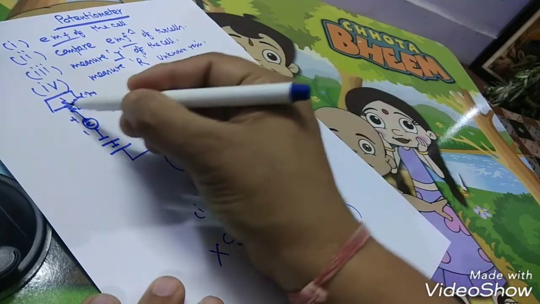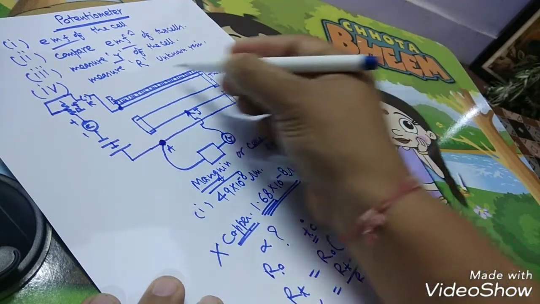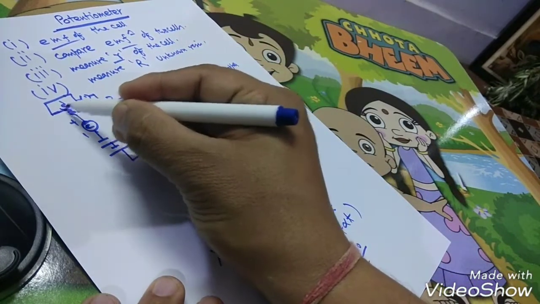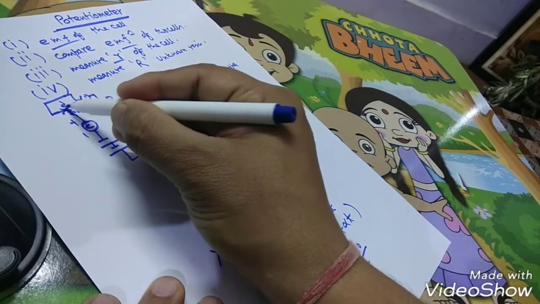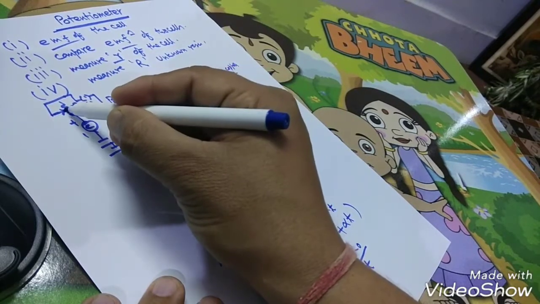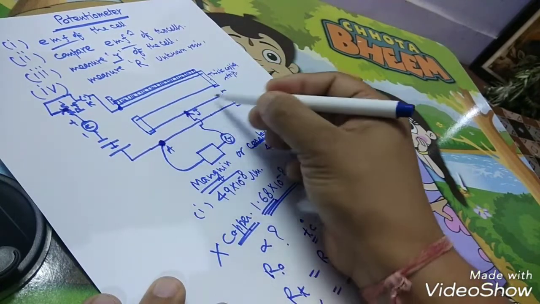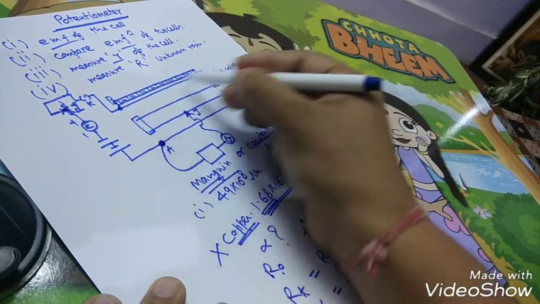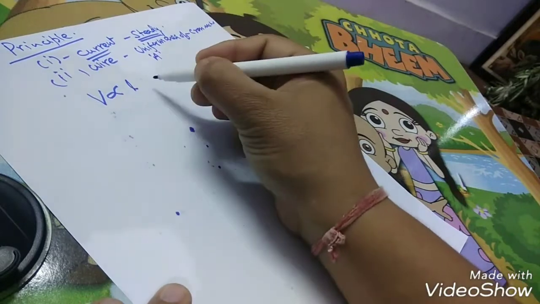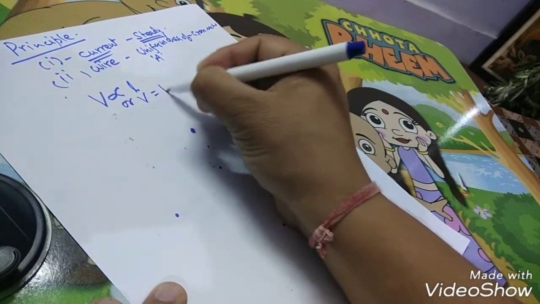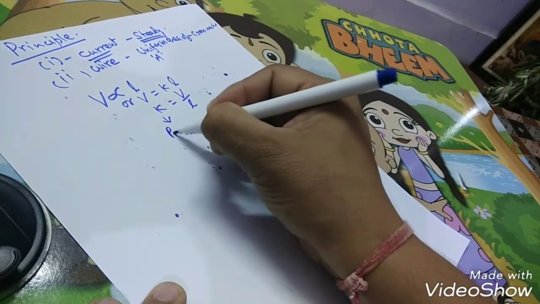What is the condition? Current from here should be steady. Means for a particular measurement, for a particular reading, we need not vary the current. That is ensured by offering a fixed resistance from this rheostat. And second, this wire is to be taken of uniform area of cross section along its length. These are two conditions. So V is directly proportional to L, or V is equal to K into L, where K is equal to V by L is called potential gradient.